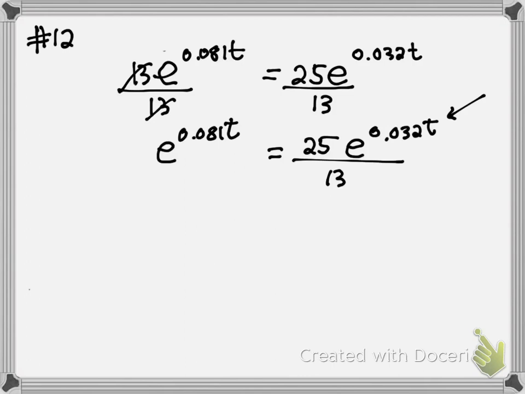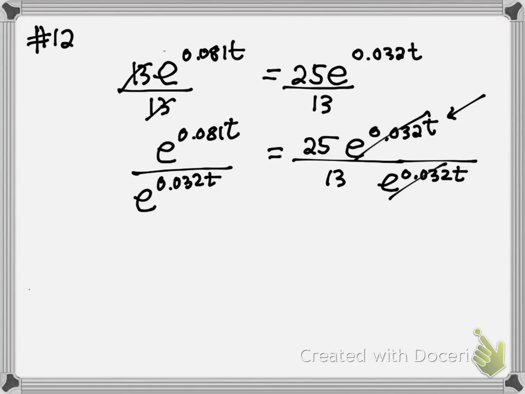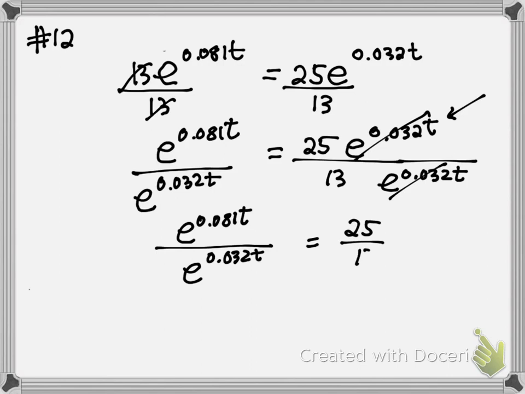So I will now divide both sides by e to the 0.032t. This cancels out, and you're left with e to the 0.081t over e to the 0.032t equals 25 over 13.